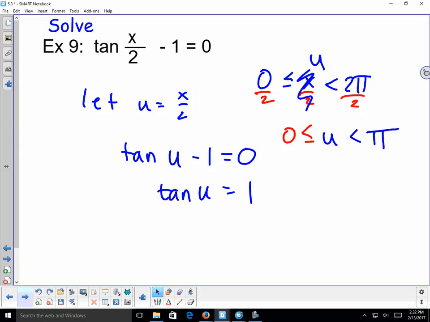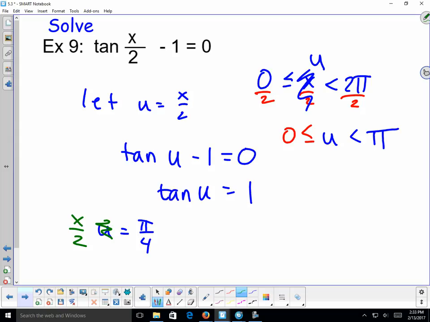I'm only looking between 0 and pi. Pi over 4. Pi over 4. That's it. So our answer here is u equals pi over 4. But I didn't really want u. u is equal to x over 2, so I can rewrite this as x over 2 equals pi over 4.